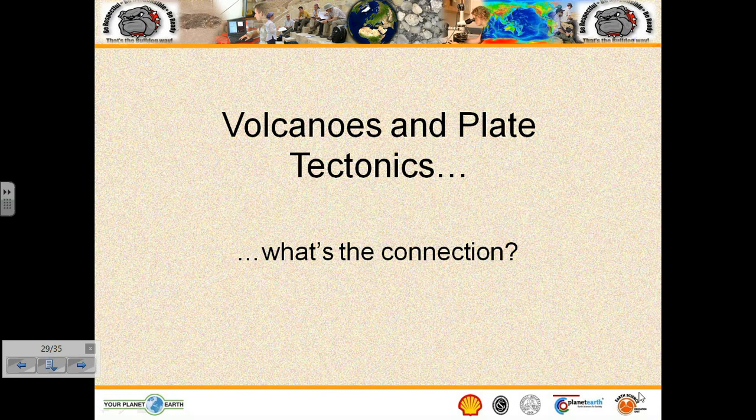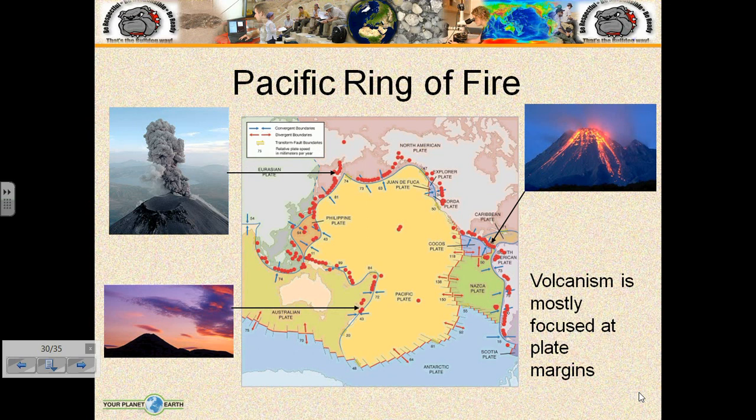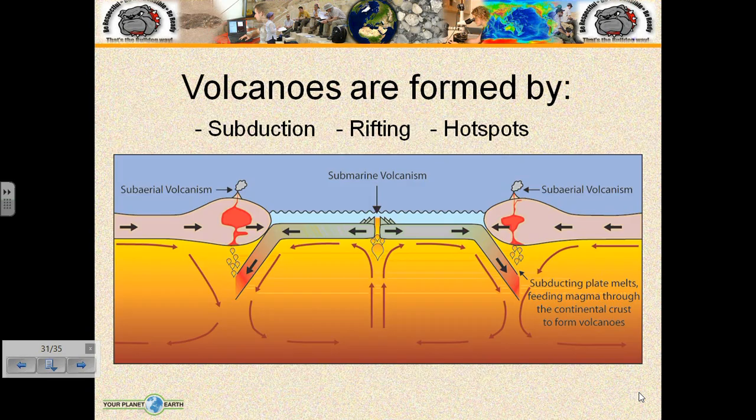Volcanoes and plate tectonics. So what's the connection? Well, there's the Pacific Ring of Fire, and this is an area where volcanism is mostly focused and highly volatile. So this region is highly susceptible to volcanoes. Volcanoes are formed by subduction, rifting, and hotspots.